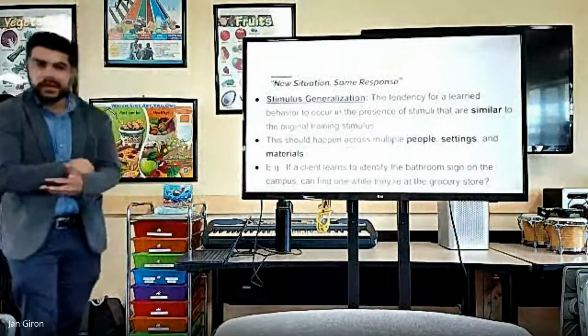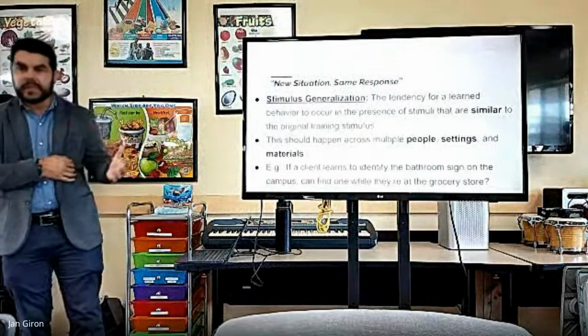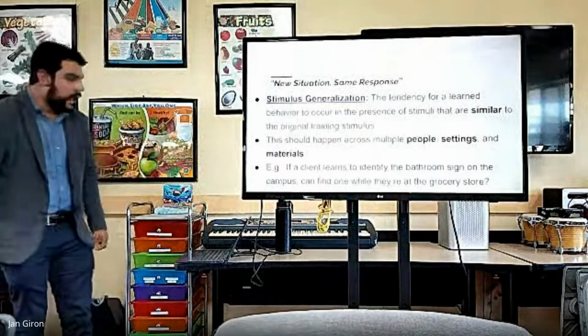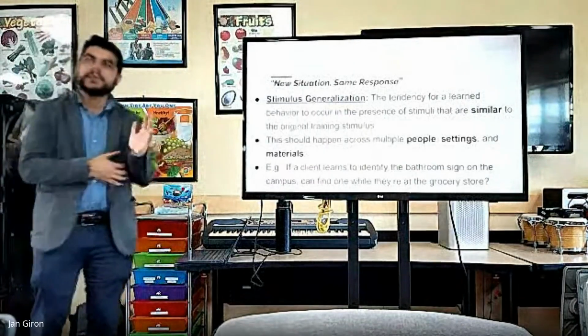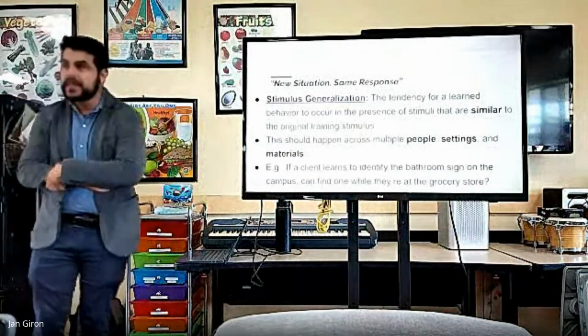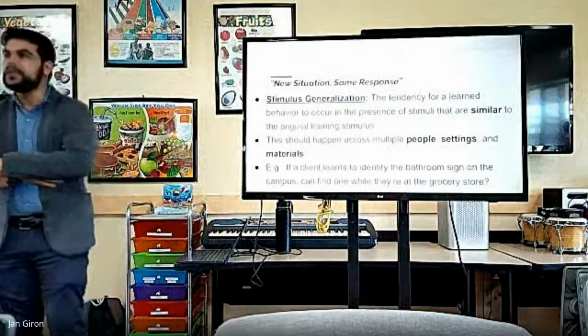Yeah, so let's go over the various forms of generalization, where the different skills that an individual learned can be applied in different contexts. Here we have what is referred to as stimulus generalization. This is where the same behavior can occur across multiple people, multiple settings, multiple conditions.